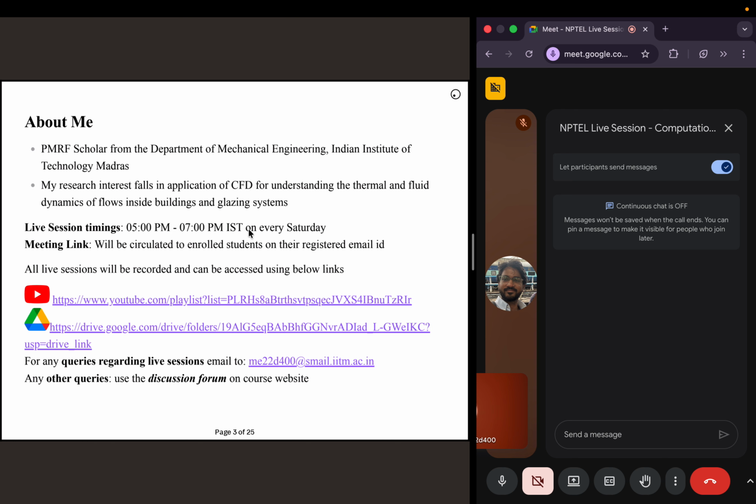About myself, I am a PMRF scholar from the Department of Mechanical Engineering, IIT Madras, and my research area lies in the application of CFD techniques to understanding the thermal and fluid dynamics inside buildings.